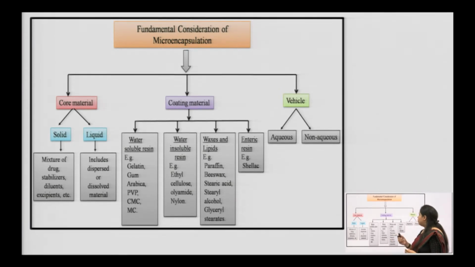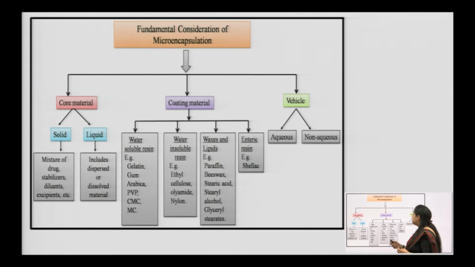Now, we will move to the coating material part. Here you can see various polymer categories have been mentioned, like water soluble resins. Examples are gelatin and gum arabica, which are natural polymers we can use for microencapsulation, and PVP, that means polyvinyl pyrrolidone, CMC, carboxymethyl cellulose, and MC, methyl cellulose. These are the various polymers which lie under the category of water soluble resins. For water soluble kind of preparation we can select these types of polymers.